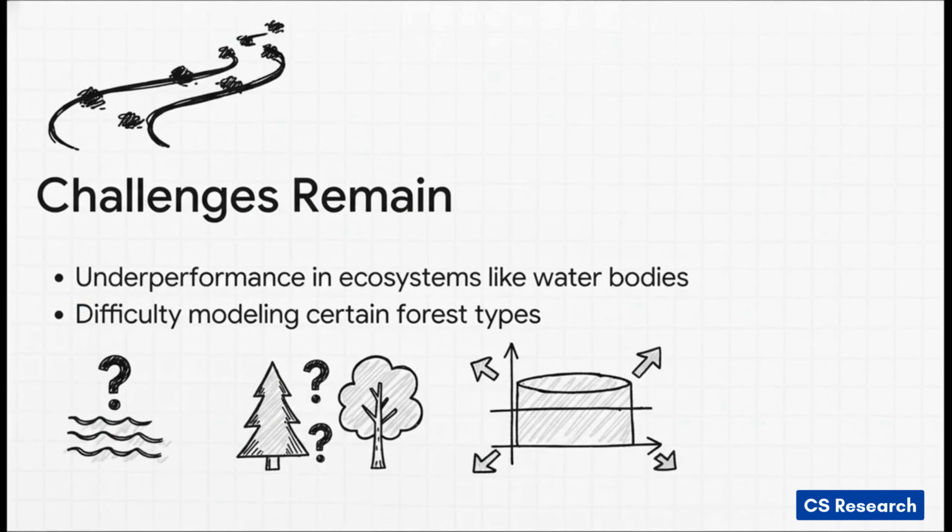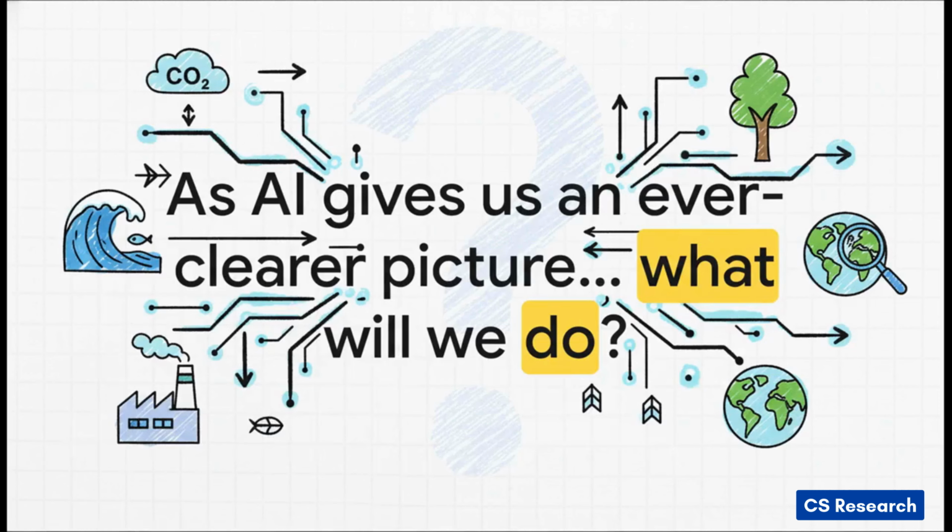Now, this isn't a silver bullet, not yet. The researchers are very clear that challenges are still out there. The model still has some trouble with certain ecosystems, especially things like wetlands and some specific types of forests. The hunt for an even clearer picture is definitely still on, but the path forward just got a whole lot brighter.